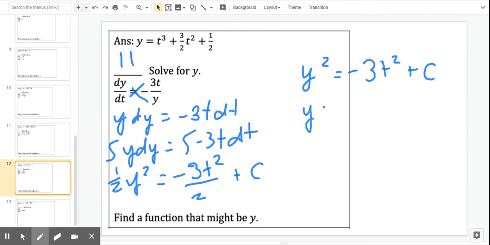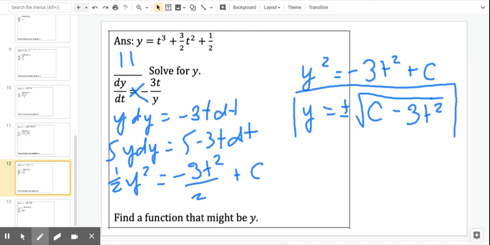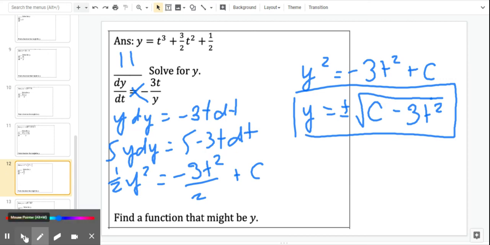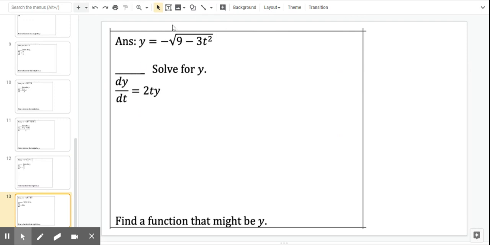Then we take the square root of both sides. So plus or minus. I don't like to have a negative in the front when I'm under a square root just because I think it looks weird. So I'm going to write c minus 3t squared. Not wrong. If you do negative 3t squared plus c, it's just a personal preference of mine. So then we find a solution that matches that. And here we go. So c is 9, and it's the square root of 9 minus 3t squared.